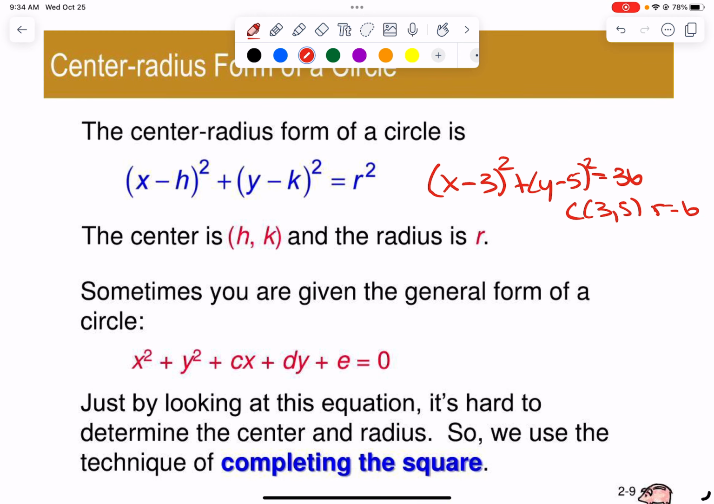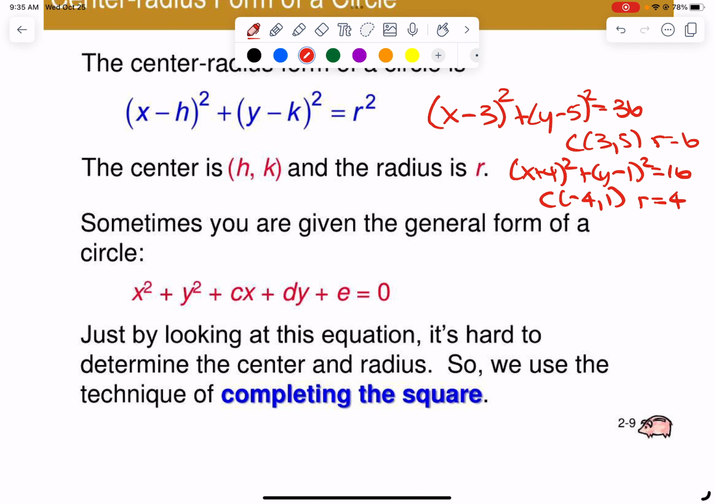Now, just like we've done before, whenever we have that thing inside the parentheses, we always have to take the opposite. So if I had (x + 4)² + (y - 1)² = 16, then the center would be at (-4, 1), and the radius would be 4, because 4 squared does equal 16.